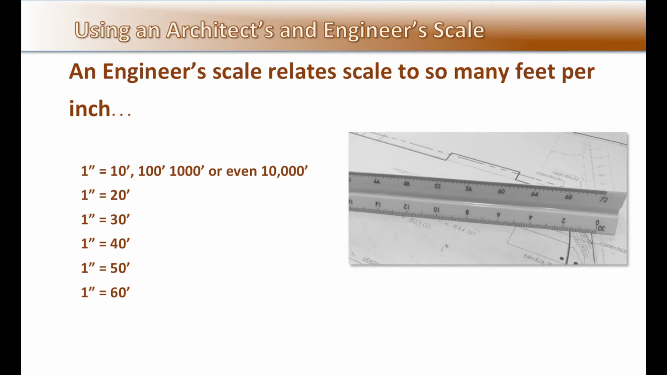An engineer's scale relates to so many feet per inch and is referred to as a whole number. For example, 20 scale is noted as 1 inch equals 20 feet. On a drawing using 1 inch equals 20 feet scale, every inch represents 20 feet. On a typical three-sided engineer's scale, there are 6 scales from 1 inch equals 10 foot to 1 inch equals 60 foot. Note that the 10 scale can also represent 1 inch equals 100 foot, 1 inch equals 1,000 feet, and even 1 inch equals 10,000 feet.